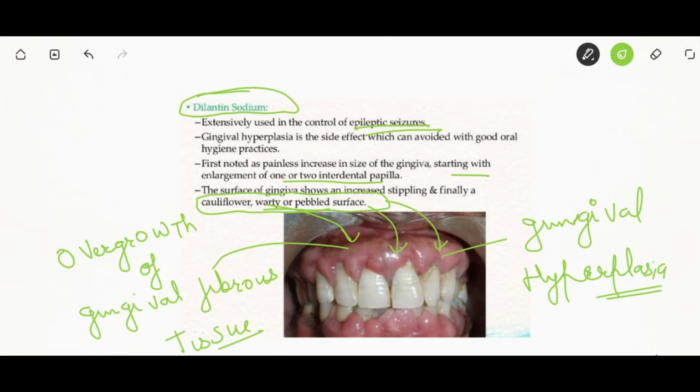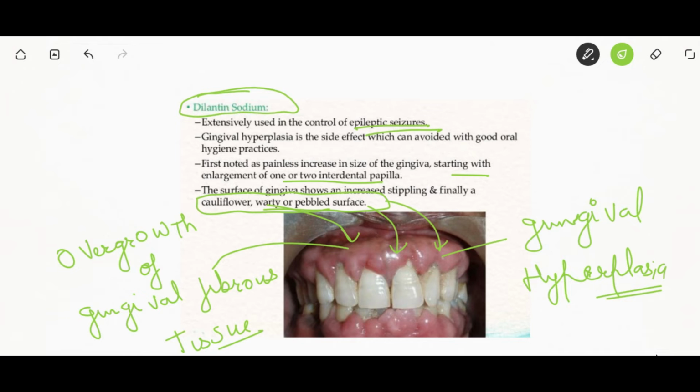So no treatment is necessary until the enlargement becomes aesthetically objectionable. So the treatment consists of surgical excision. Discontinuing the use of the drug will result in diminishing of the dimension of the bulk of the gingiva.